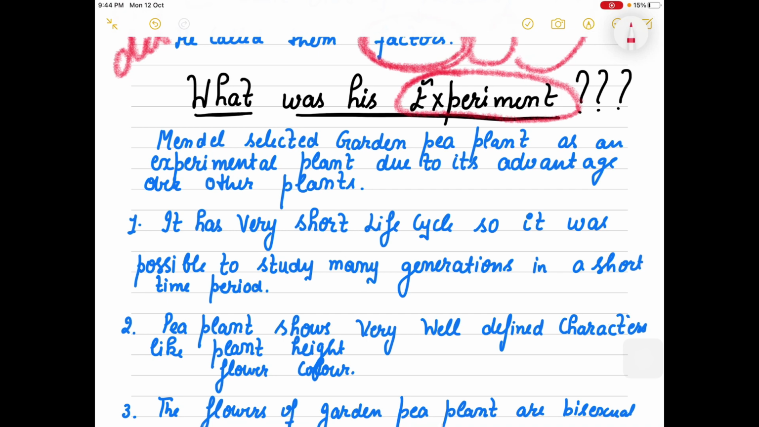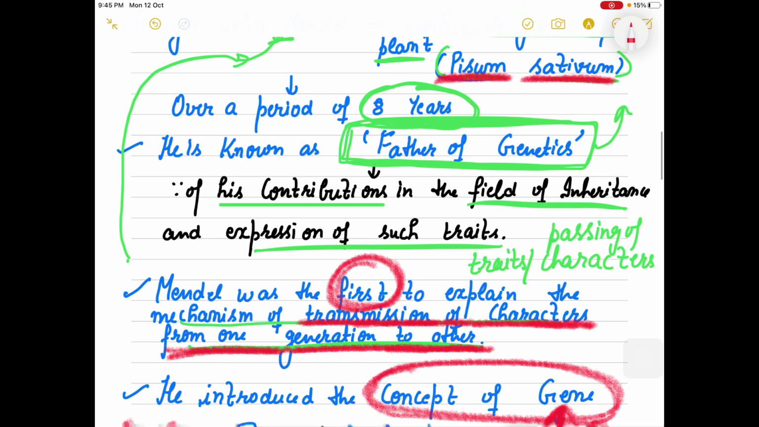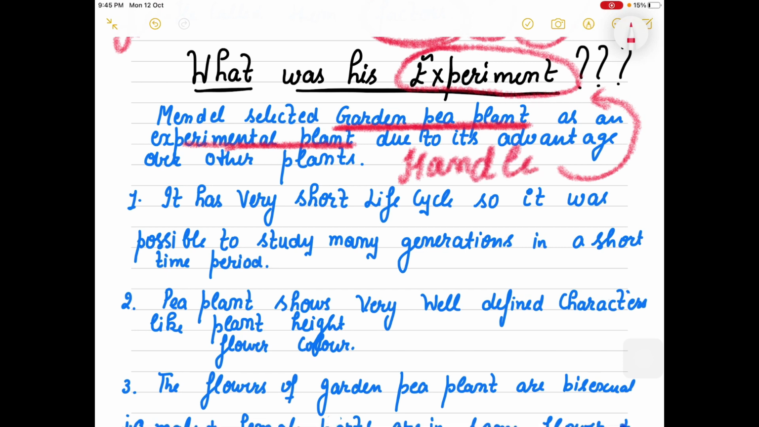You people know that I told you he worked on the pea, the Pisum sativum, and he selected this plant. But why did he select it? Definitely this question will come into your mind, why he selected this plant only for his experiment. See, scientists always prefer to work with things which are easy to handle, easy to maintain, or which can be studied in a short period of time. Same happened with this garden pea plant.